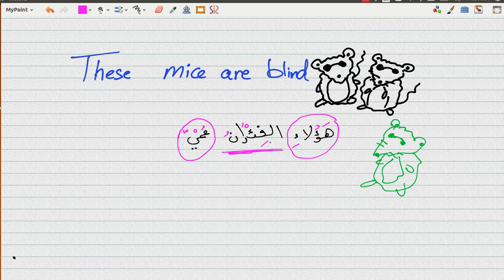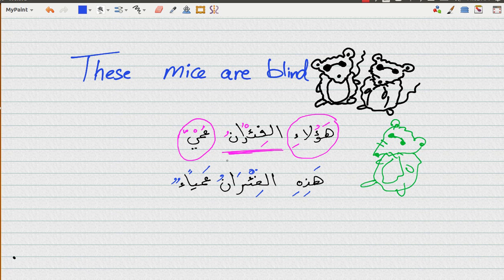So basically the correct way of saying these mice are blind is to say هذه الفئران عمياء. هذه الفئران عمياء. This is the correct way.